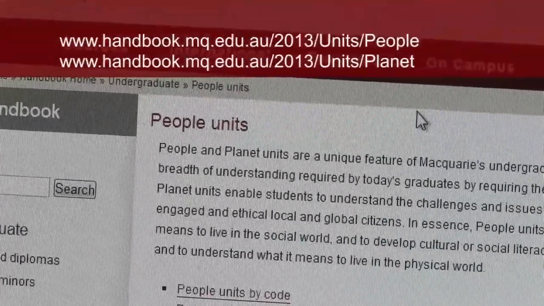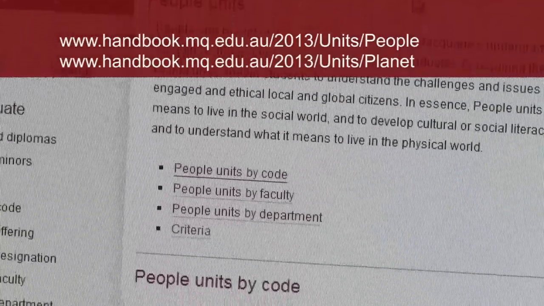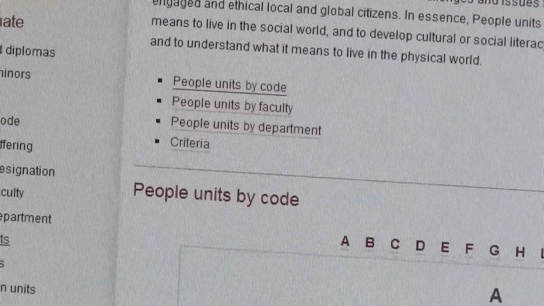We haven't talked about people and planet units, which are usually compulsory. If you need to do them, it will say so on your program. I don't really understand the rules behind people and planet units. Could you explain them to me?